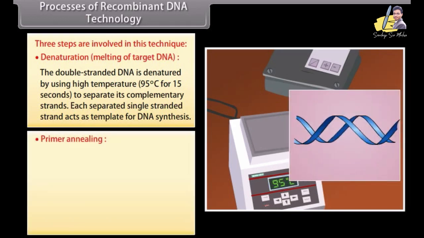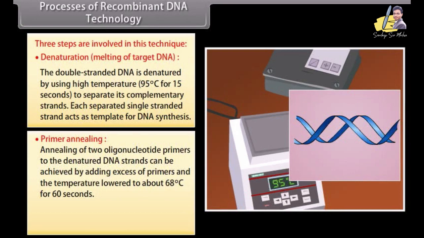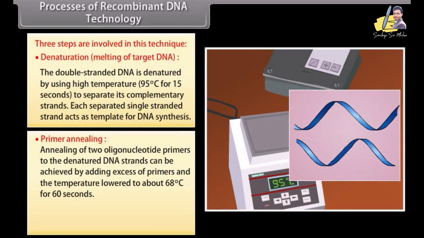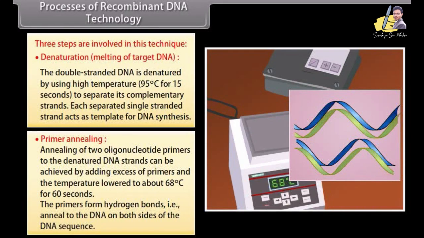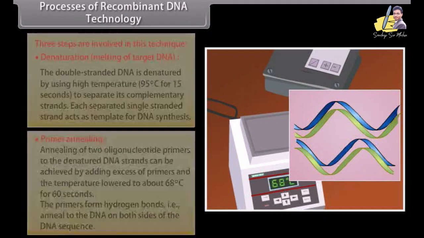Primer annealing. Annealing of two oligonucleotide primers to the denatured DNA strands can be achieved by adding an excess of primers and the temperature lowered to about 68 degrees Celsius for 60 seconds. The primers form hydrogen bonds and are annealed to the DNA on both sides of the DNA sequence.